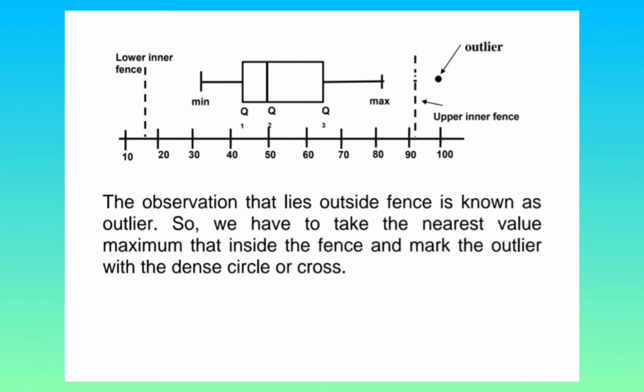Next diagram represents the second box plot. An observation that lies outside the fence is known as an outlier. We have the lower fence here and the upper fence here, and we have a data point outside the fence. This one we call an outlier. So we have to take the nearest value inside the fence as the maximum, which means the outlier cannot be the maximum value. We must identify the new maximum value inside the fence, and mark the outlier with a circle or cross. This one we mark with a circle.